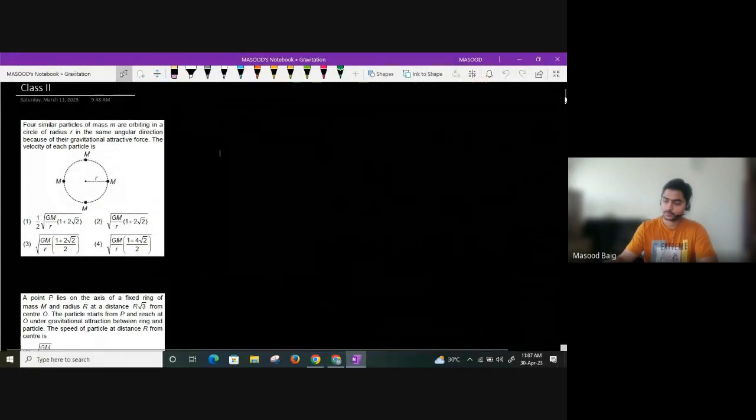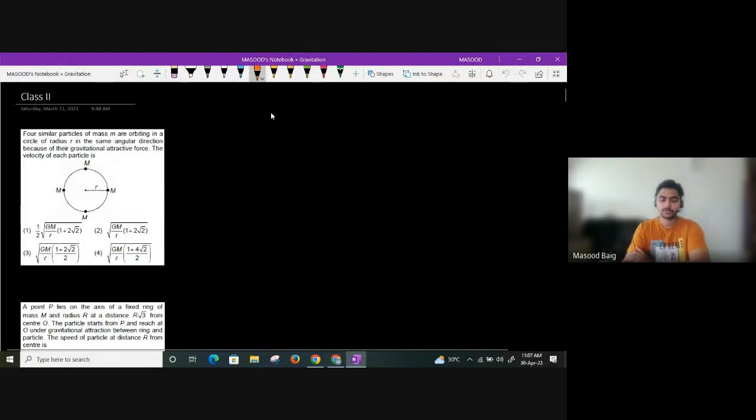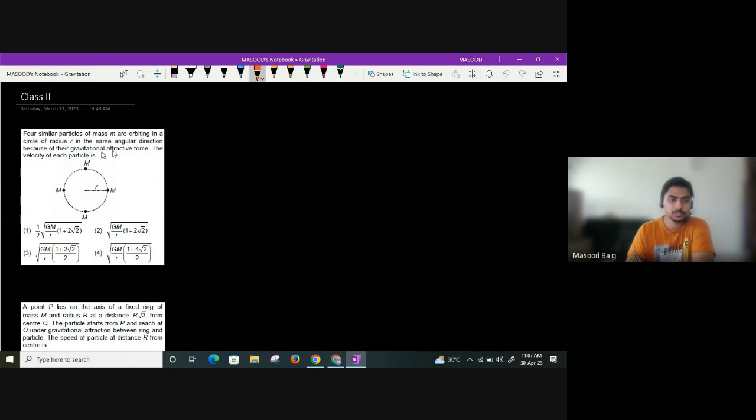Let us solve some questions of gravitation, guys. They have given four similar particles of mass m orbiting in a circle of radius r in the same angular direction because of the gravitational attractive force. The velocity of each particle, they are saying. Let us say they are orbiting in clockwise sense. How will you find velocity at any point? Along the sense of rotation, right? At the given point, you are just going to draw a tangent.